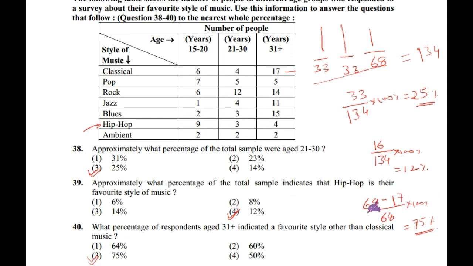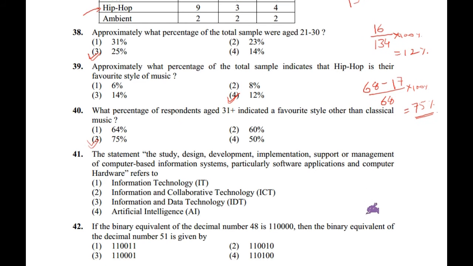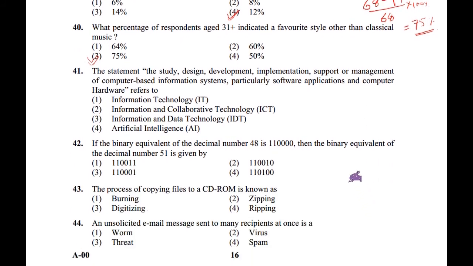Question number 41. The statement: the study, design, development, implementation, support or management of computer-based information systems, particularly software applications and computer hardware, refers to. So it was a simple question. The option is information technology. Right? The first one is the correct option.